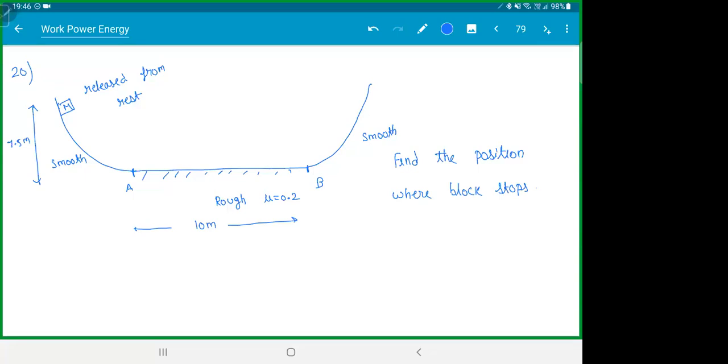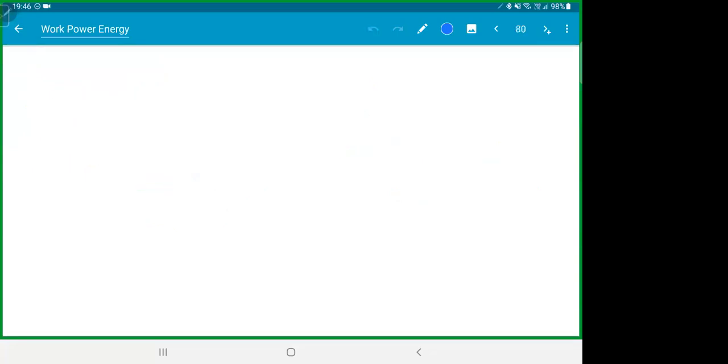See now, first thing, what is work done by friction? Work done by friction will be minus mu mg into s. Because when the block is traveling, the friction and the displacement of the block are opposite, and eventually the block will stop. S is the distance traveled by the block on the rough surface.